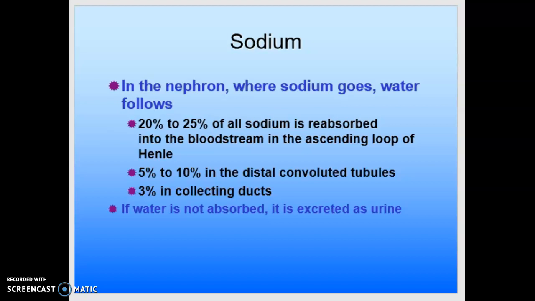20 to 25% of all this sodium is reabsorbed into the bloodstream in the ascending loop of Henle, with 5 to 10% in the distal convoluted tubules and 3% being reabsorbed in the collecting ducts. If the water is not absorbed, it's excreted as urine.